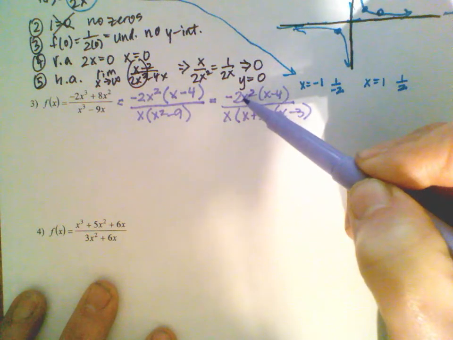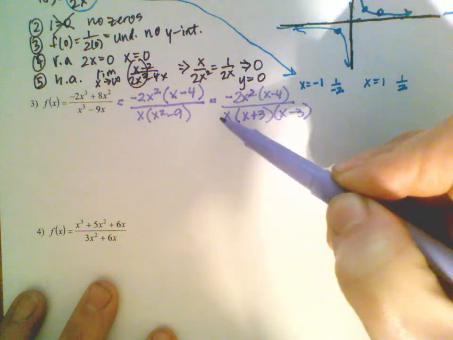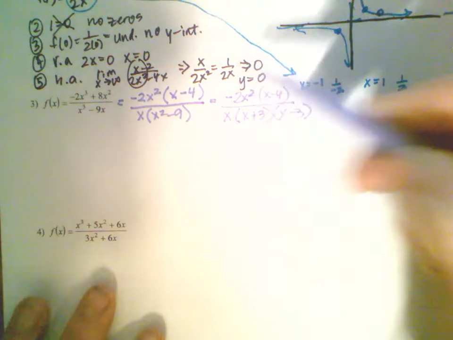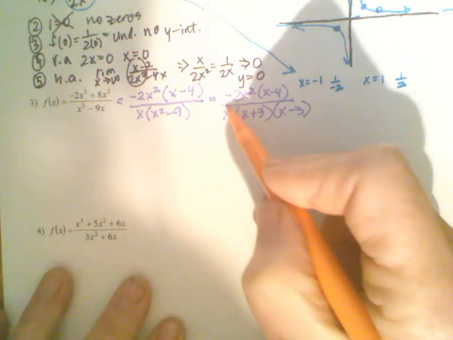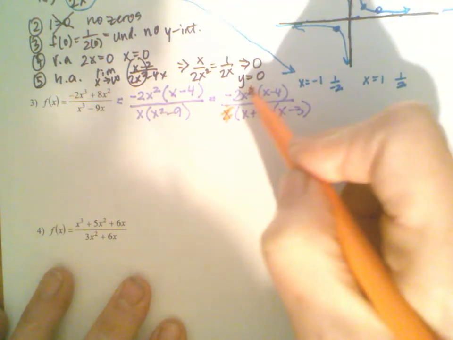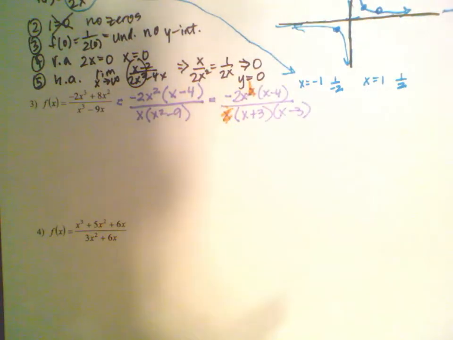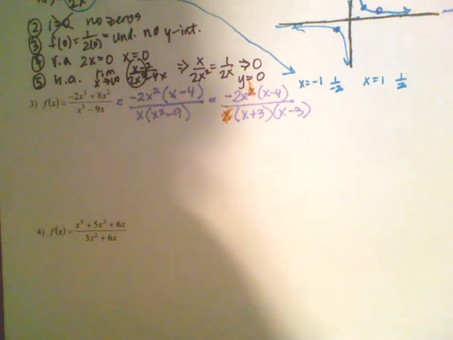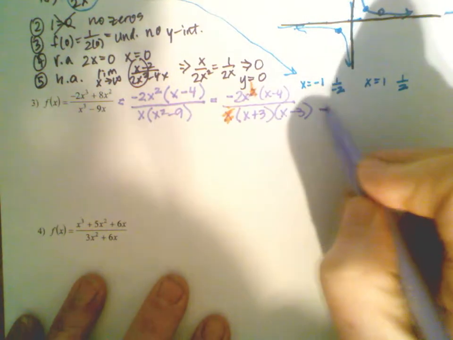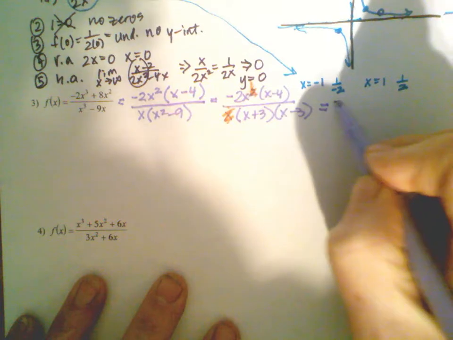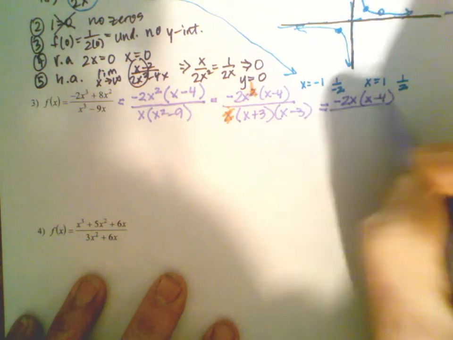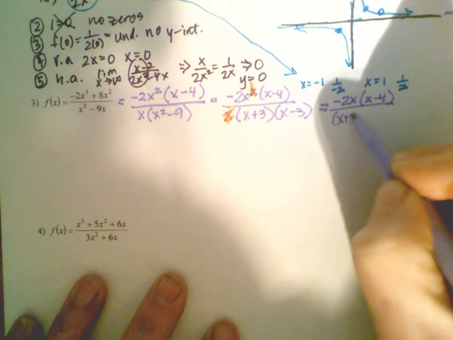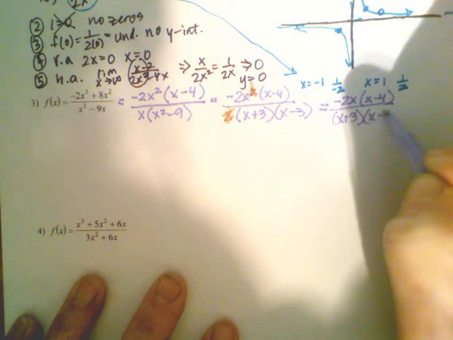There is a factor of x on the top and a factor of x on the bottom. So I'll be able to cancel out one of those x's on the top and on the bottom. So this x will go and one of these x's will go, which will leave me with just a negative 2x. So my final function looks like, after I did my canceling, negative 2x times x minus 4 on top, and on the bottom I have x plus 3, x minus 3.